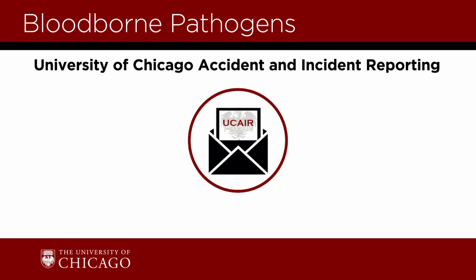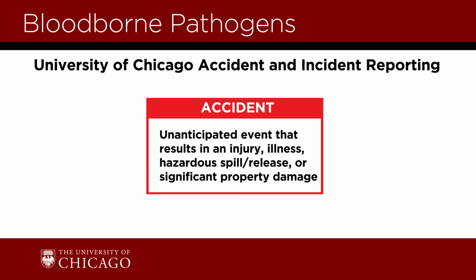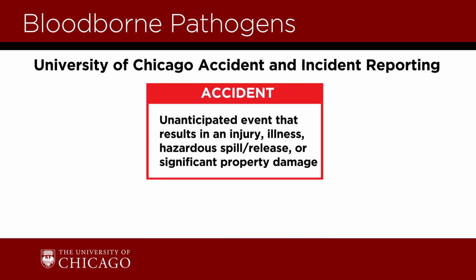All accidents and incidents should be reported via the University of Chicago Accident and Incident Reporting Tool, known as UCARE. An accident is an unanticipated or off-normal event that results in injury, illness, environmental release or impact, or significant property damage. If an accident occurs at work, follow this procedure to ensure the appropriate groups are notified.